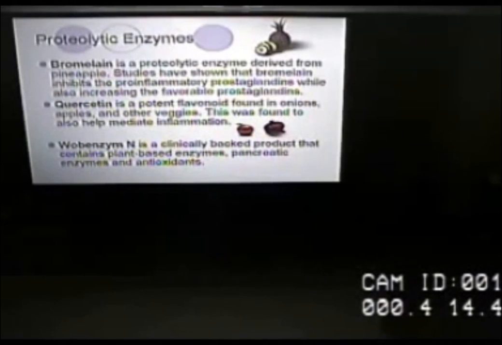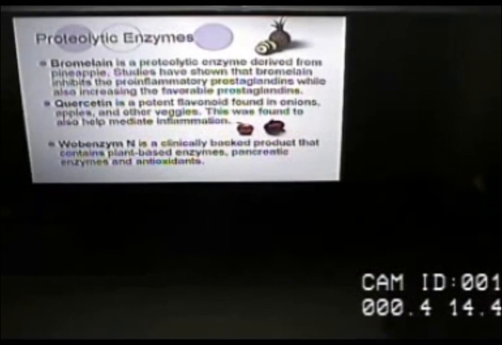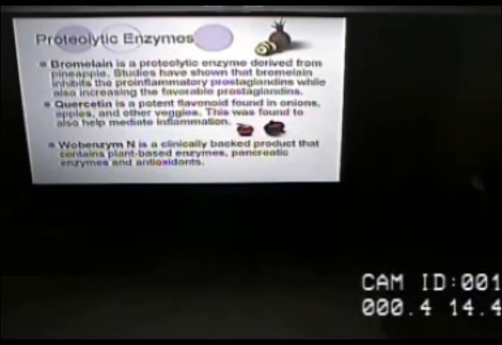Proteolytic enzymes. Bromelain is one. It's derived usually from pineapple. Studies show that this inhibits the pro-inflammatory prostaglandins while increasing the favorable ones, so helping with the anti-inflammatory while decreasing the inflammation. Quercetin is usually found in onions, apples, and other vegetables. Helps with inflammation. There are products that you can get bromelain by itself, or with quercetin together.